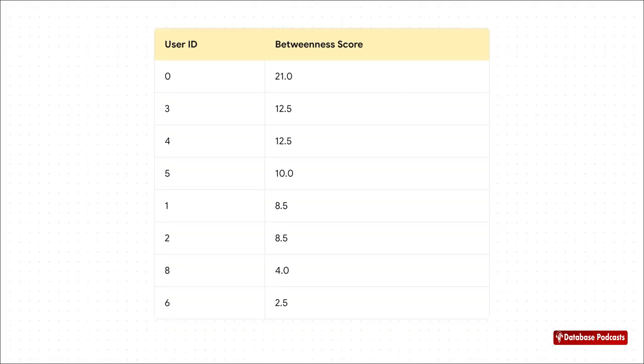Okay, now this is where it gets really fascinating. Take a look at this table. A totally different person just shot to the top. User 0. They don't have the most friends, not by a long shot, but they are the crucial link between 2 clusters in our network that would otherwise be separate. If you took user 0 out of the picture, the whole community could fracture.